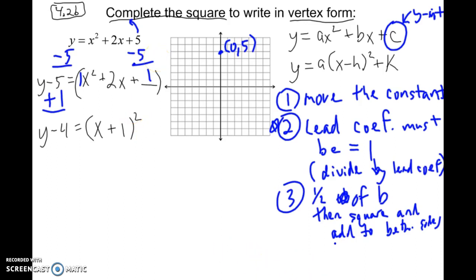Last step, kind of like the first step, you move the constant back over to the other side. So when I move that 4 over, I'm going to add 4 to both sides.